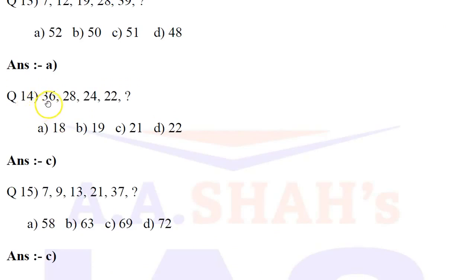The 14th question. You have 36, 28, 24, 22. Then what next? So if you observe 36 and 28, what is the relation between these two numbers? 36 minus 8, the answer is 28. So 28 minus 4, the answer is 24. 24 minus 2, the answer is 22. And 22 minus 1, the answer would be 21. So what they have done here is minus 8, minus 4, minus 2, minus 1. It's becoming half and it's being subtracted by the same.